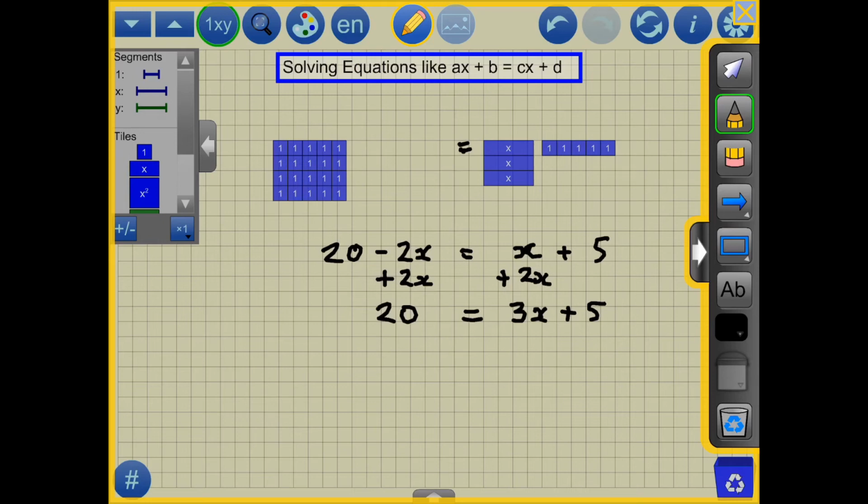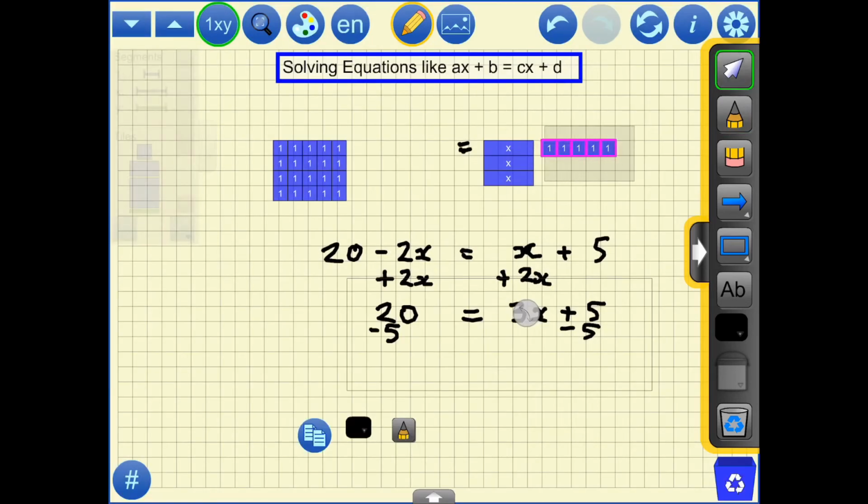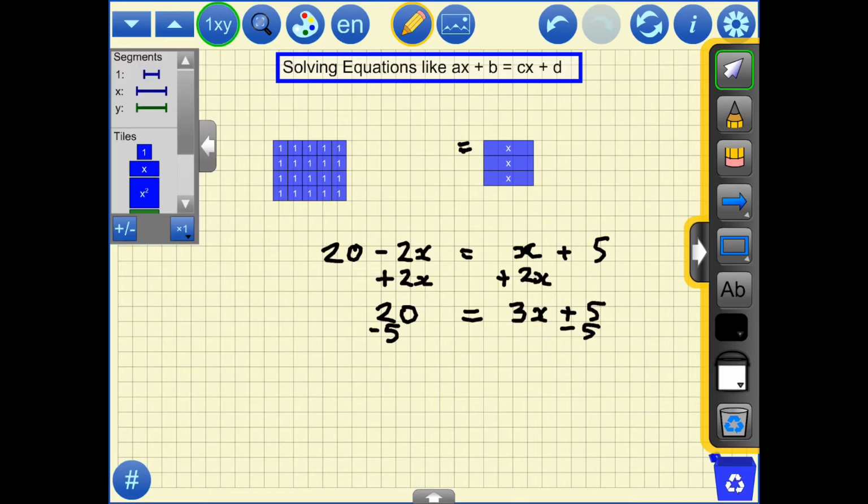All I do now is isolate the x terms on the right hand side of the equation, and I do that by doing the opposite of adding 5. That is subtracting 5. And to keep things balanced, I do that on the left hand side of the equation as well. So what does that look like? Well, I'm going to take away the 5 from the right hand side of the equation, and I'm going to take away 5 from the left hand side of the equation to keep things balanced.